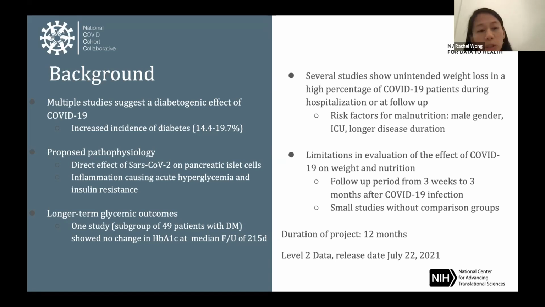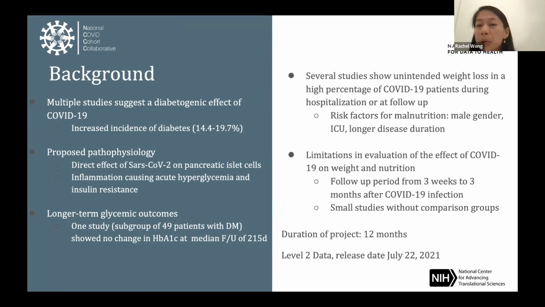Some of the proposed pathophysiology for these diabetogenic effects is that the SARS-CoV-2 virus is directly impacting or invading the pancreatic islet cells, causing dysfunction. There are also hypotheses that inflammation causes acute hyperglycemia, the cascade of cytokines, and also insulin resistance. In terms of studies that have looked at longer-term glycemic outcomes, there was only one published study that had a subgroup of 49 patients with diabetes. And that showed that there was no change in the hemoglobin A1C at a median follow-up of 215 days.